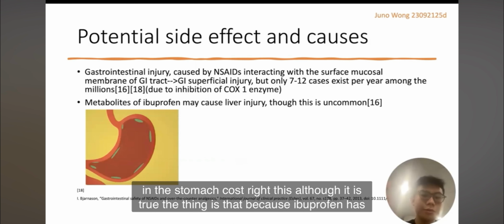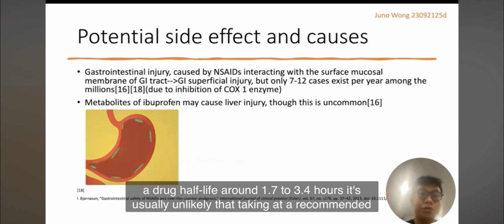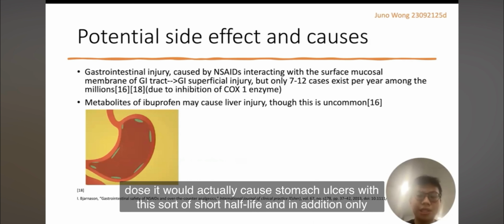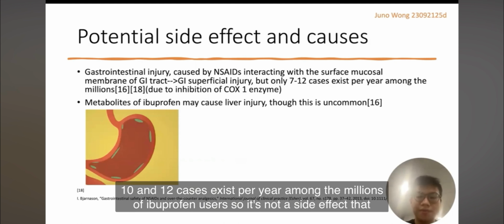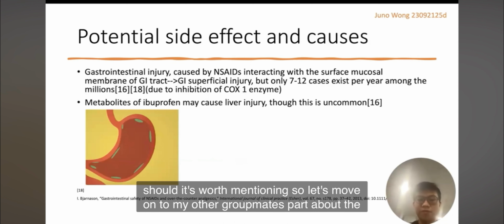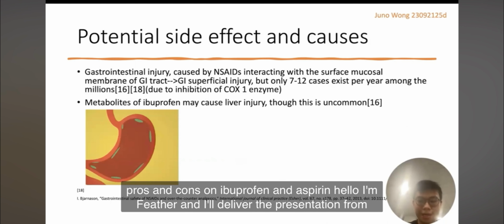Although this is true, the thing is that because ibuprofen has a drug half-life of around 1.7 to 3.4 hours, it's usually unlikely that, taken at a recommended dose, it would actually cause stomach ulcers with this sort of short half-life. In addition, only 10-12 cases exist per year among the millions of ibuprofen users, so it's usually not a side effect that is worth mentioning. So let's move on to my other group mate's part about the pros and cons of ibuprofen and aspirin.